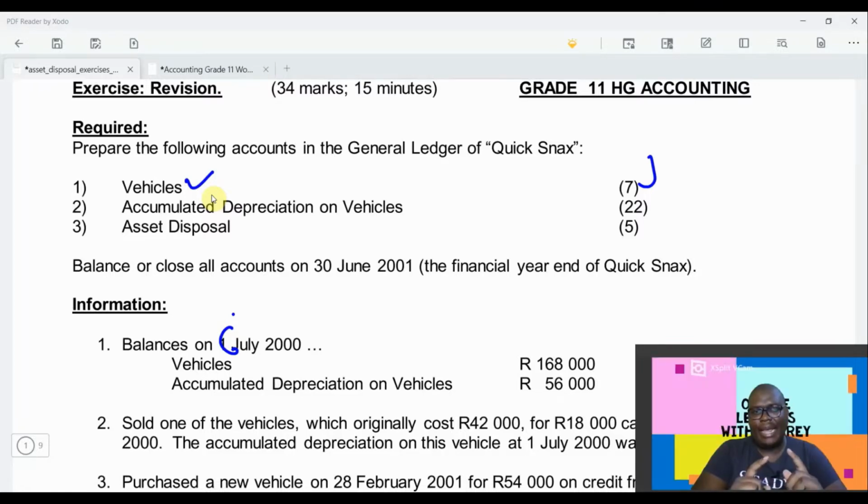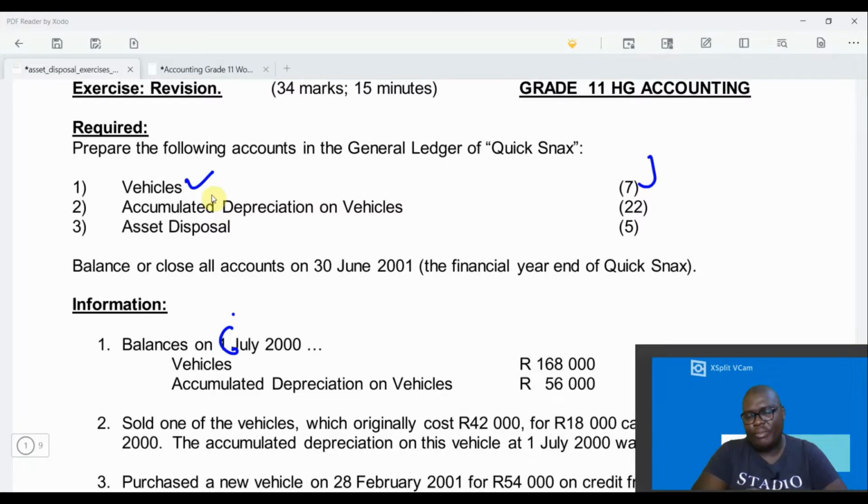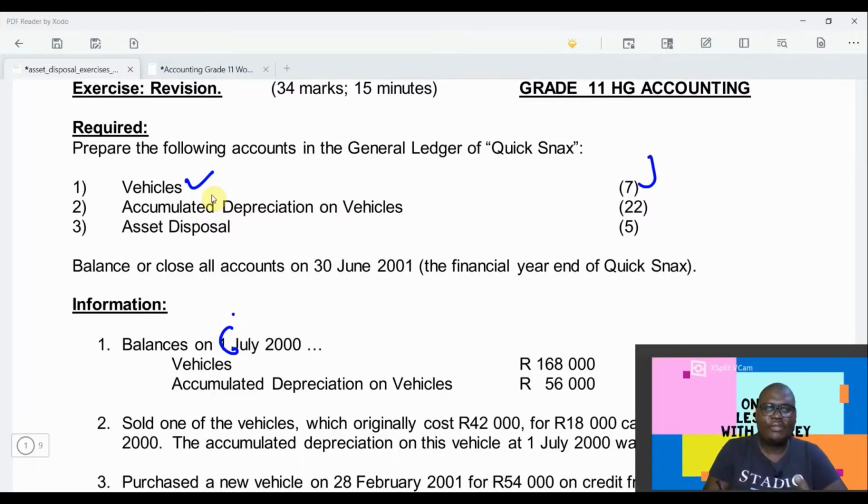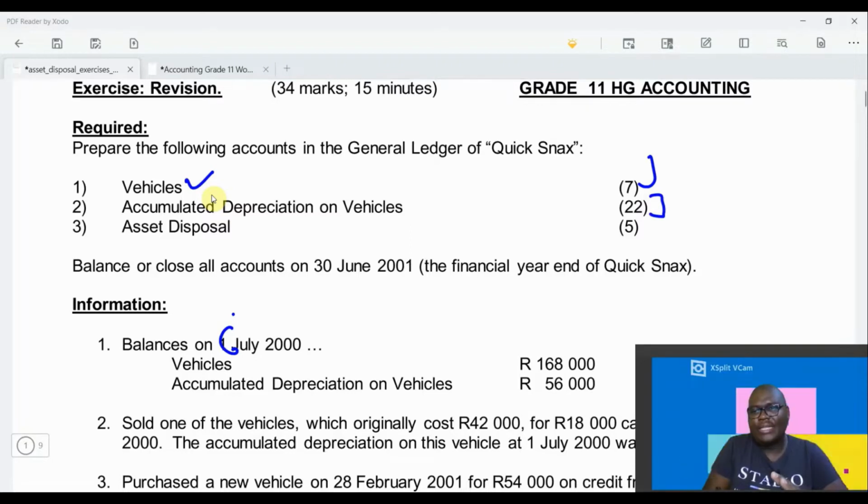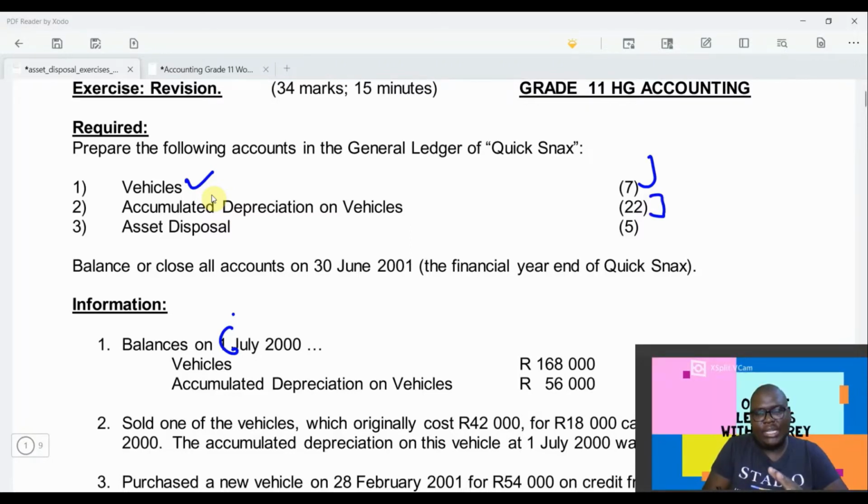And the second account that we have to create is the accumulated depreciation account. This account is very important because if you check, most of the marks are focused here. The accumulated depreciation account costs about 22 marks, which is a lot. So it means we must be able to master our depreciation calculations. And then the last account that we have to prepare is the asset disposal account. This one is only 5 marks. It's not that hectic as long as you understand the theory.